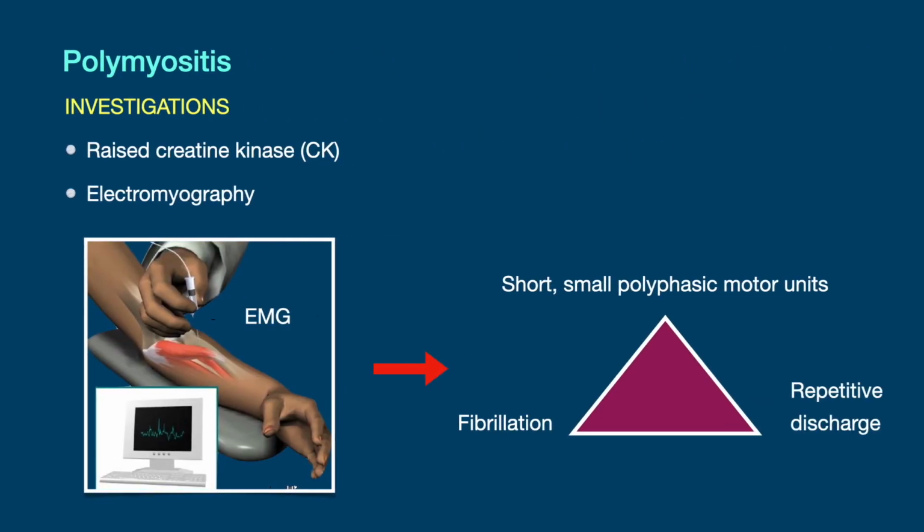In terms of investigations, you would expect to see elevated creatine kinase, and that will usually be the initial investigation. Electromyography might be abnormal in almost all patients, about 90%. There would be a triad of short, small, polyphasic motor units with fibrillation and sharp waves, as well as bizarre and repetitive discharges.